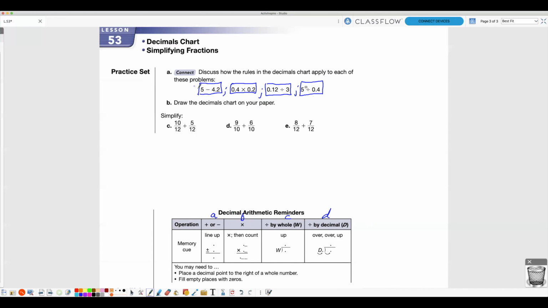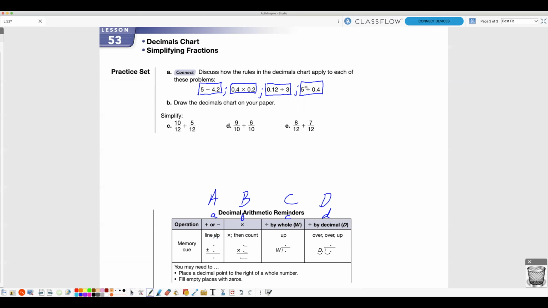So for letter A, it actually has a 4-part answer. So you need to have either A, B, C, or D for this one, A, B, C, or D for this one, A, B, C, or D for this one, or A, B, C, or D for this one. So which of those rules in the decimal arithmetic reminder would be utilized? Okay, so again, if this is confusing, it's just A, B, C, or D.